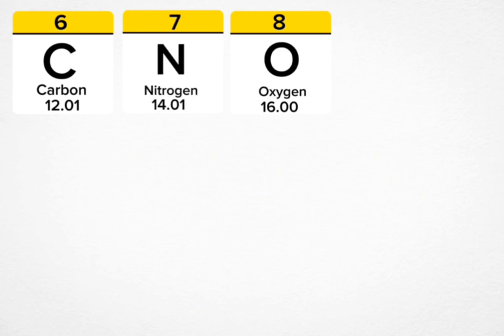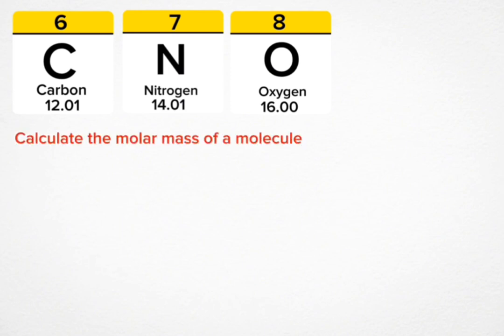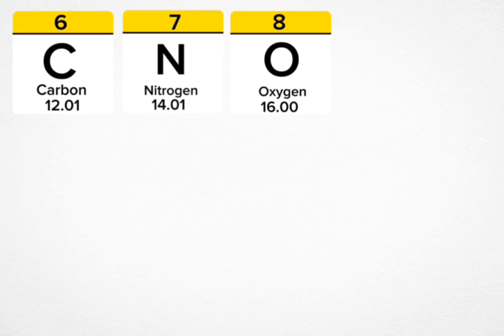But what about molecules and compounds? Let's start by looking at molecules made from carbon, nitrogen, and oxygen. The molar mass of each element is typically written on the bottom. Now, in order to convert between grams and moles for molecules, we will need to calculate the molar mass of the molecule by adding up the molar masses of all the atoms in the molecule.